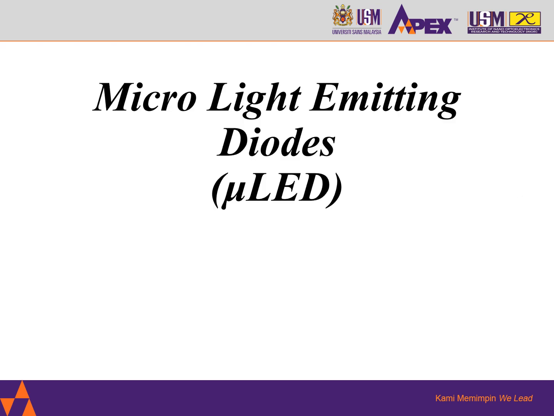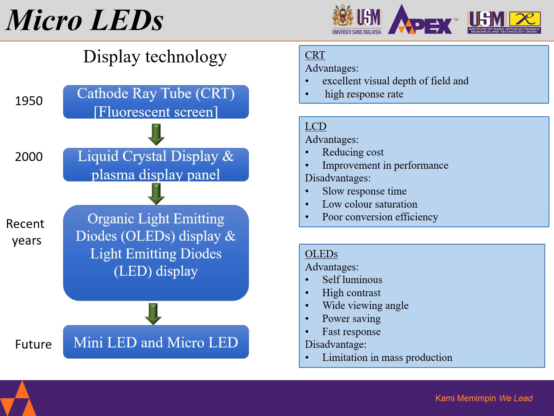Micro light emitting diodes. So this is a brief history of micro LED's evolvement, starting from the display technology of CRT, which was first introduced in the 1950s. This is using the fluorescent screen technology, followed by the early 2000s research progress with the LCD and plasma display panel. You remember the plasma TV, which has a very thick back end of the television. And in recent years, the technology utilized was OLEDs and also LED displays. So now the future is actually mini LED and micro LED.